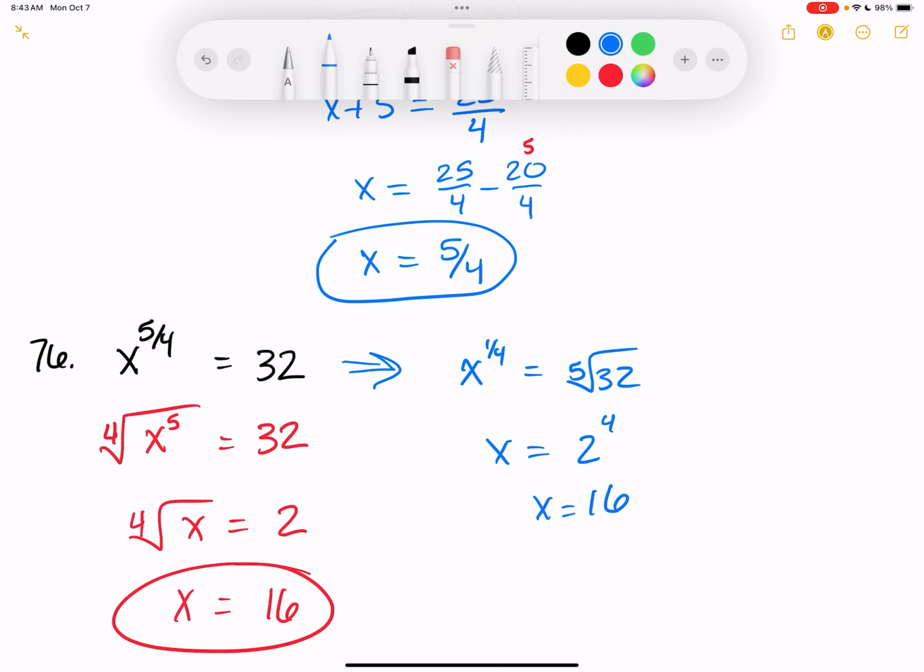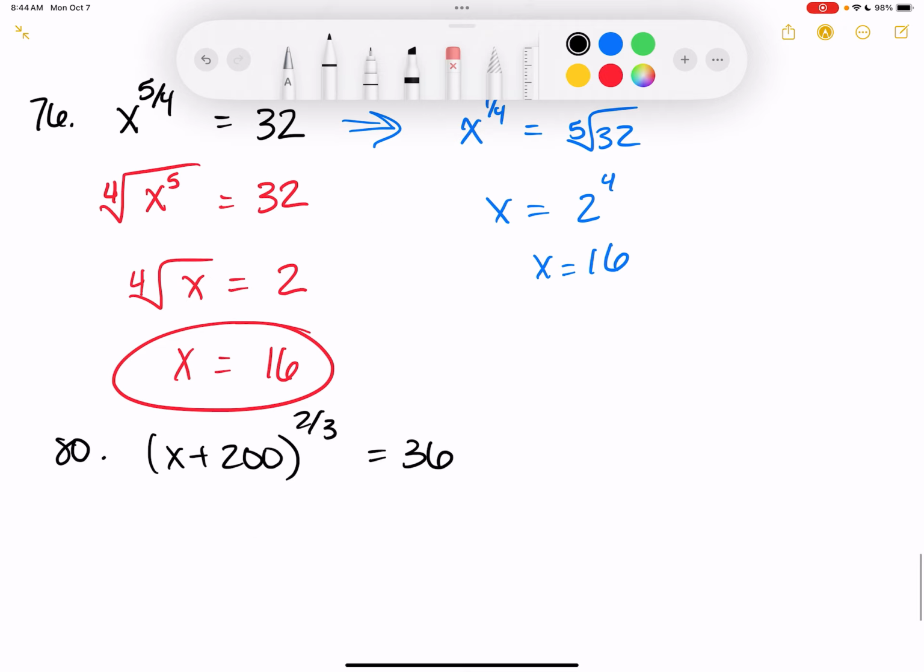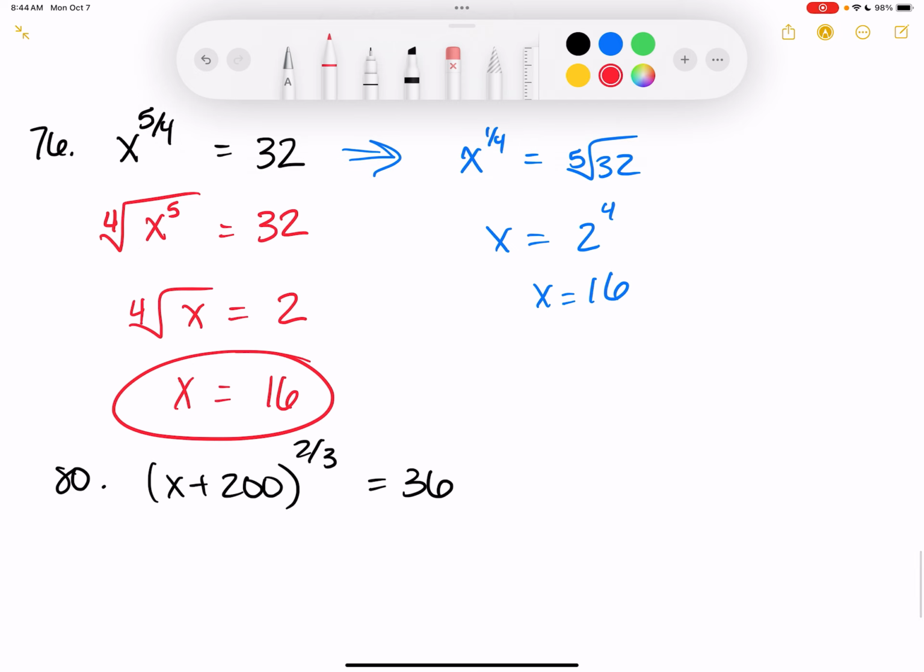Let's see. Let's look at 80. I have x plus 200 raised to the 2/3 equals 36. Any idea where I should start with this one?